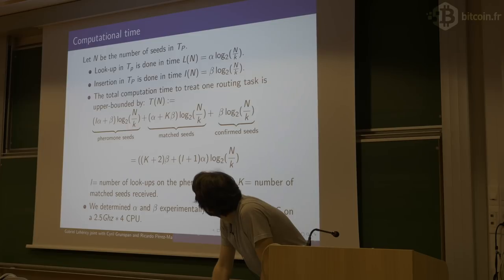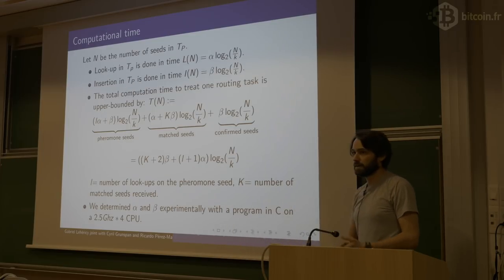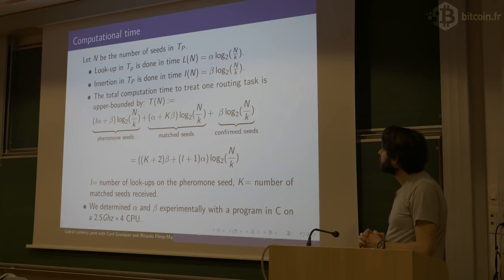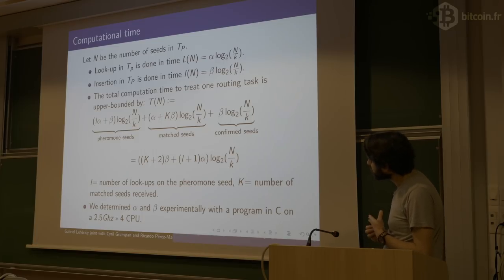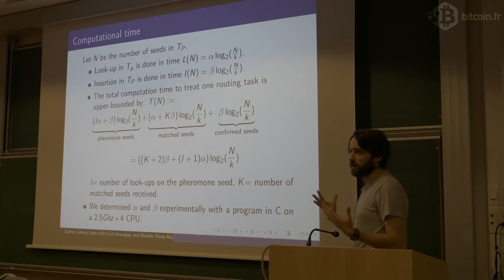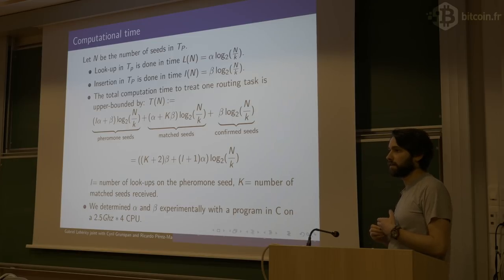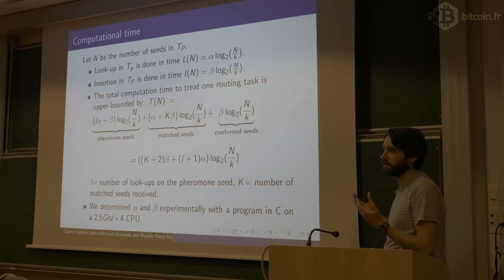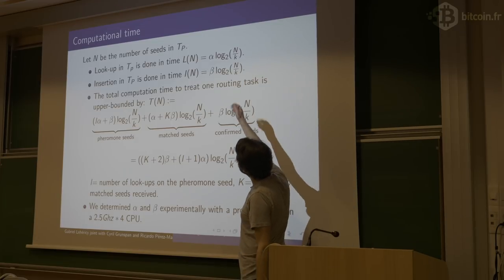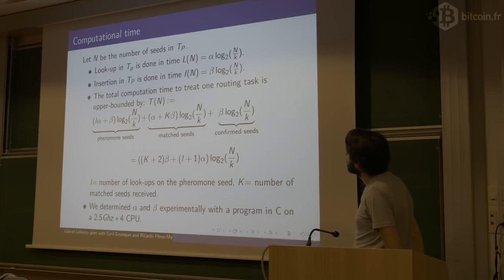Okay, and now we have k-many trees, and we want to try to estimate, with this data structure, how long it takes to perform the different routing tasks, so the lookups and the insertion in the algorithm. So let's first try to figure out how long it takes to perform all the necessary tasks for the pheromone seeds, okay? So the node mostly does lookups and inserts in an AVL tree, okay? That's roughly all it does. And we know that both of these operations, insert and lookup, are done in logarithmic time.